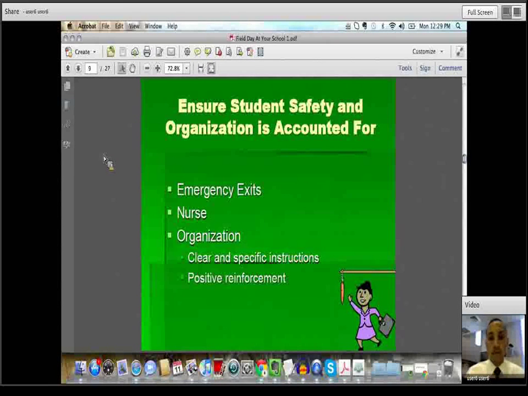It's important to ensure student safety and organization is accounted for the field day. It's important to have emergency exits for the field day. Have the nurse on hand who can provide care to all the learners. Have clear and specific instructions for everyone with positive reinforcement.